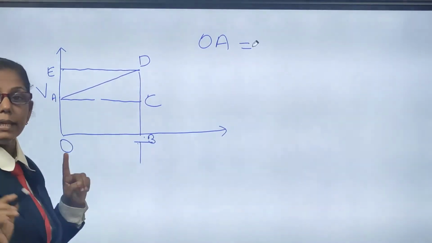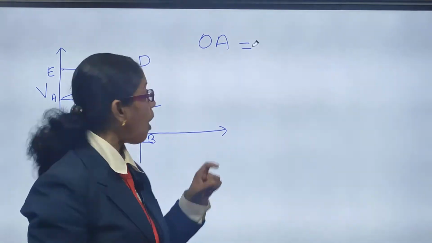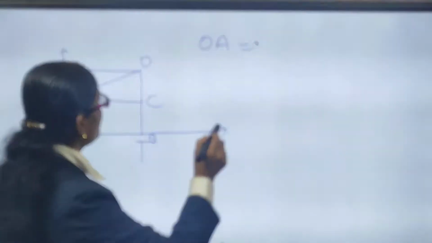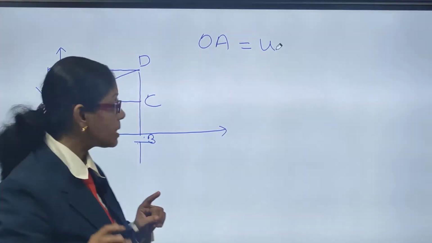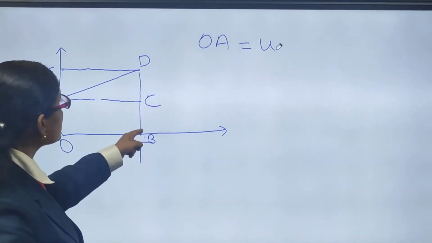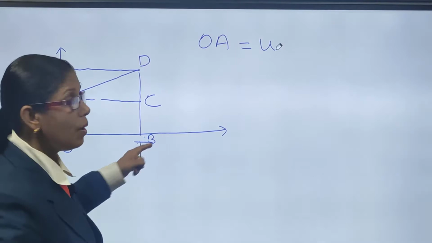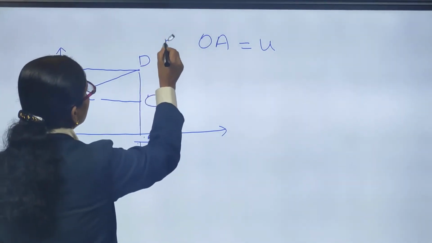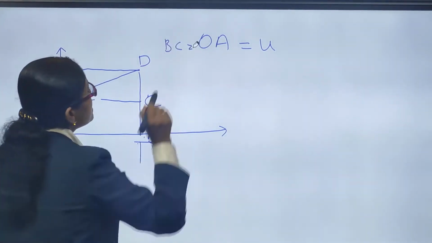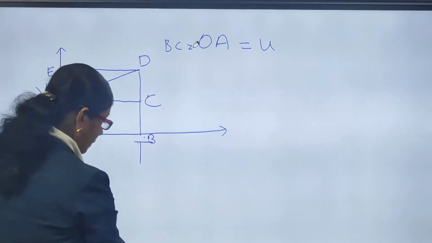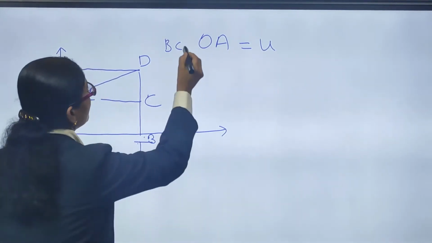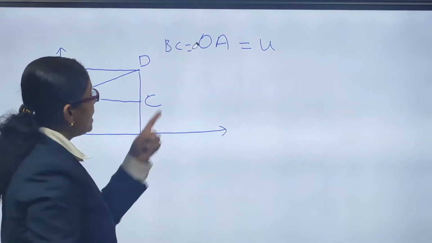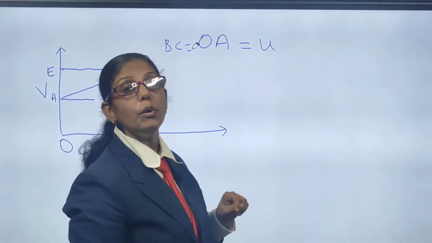OA is our initial velocity. So, how much is our initial velocity? We are representing it by U. Now, from the graph you see OA is the same as BC. Yes or no? So, what should I write? BC is equal to OA is equal to U.